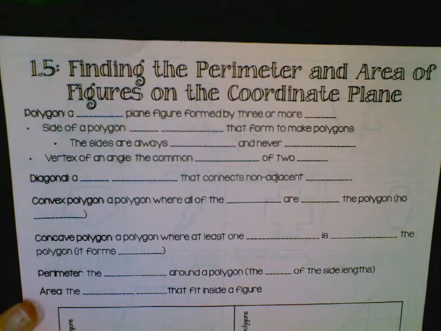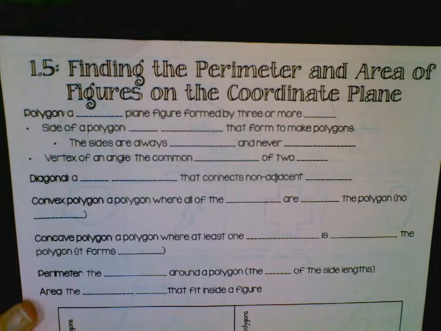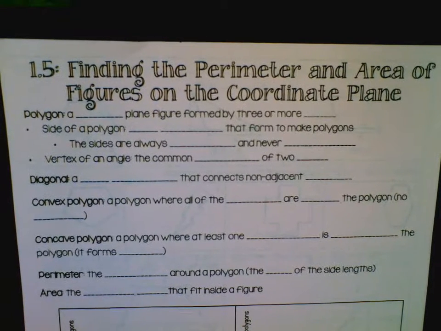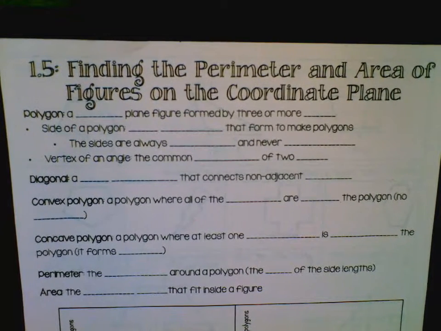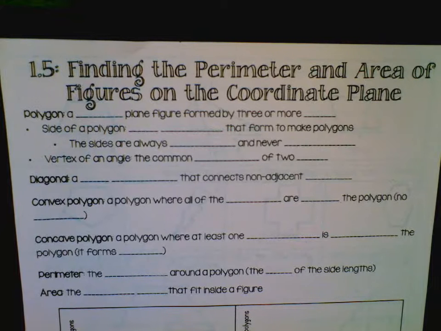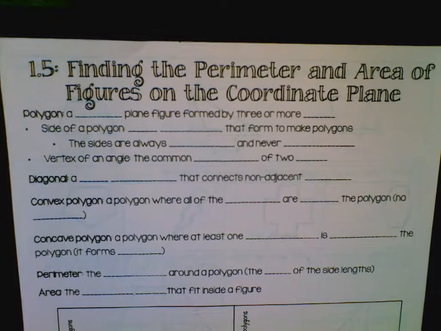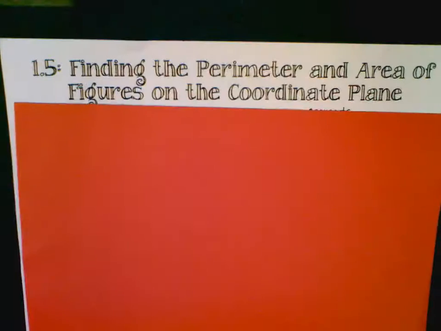Hi everyone, so this is the video for lesson 1.5. In this lesson we're learning a lot. We're learning our basic definitions for polygons and how to find the perimeter on the coordinate plane. Okay, so let's take a look at all these definitions we have.